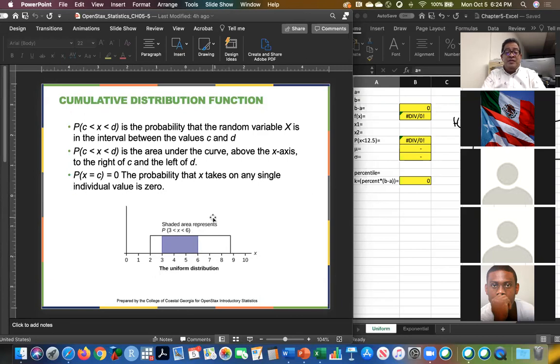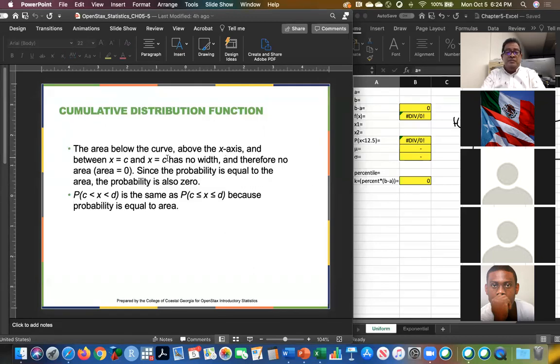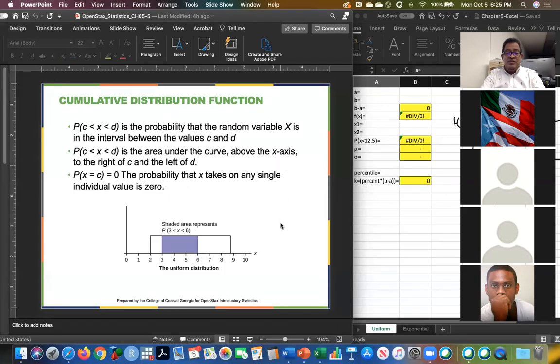For the probability of a single point, let's say I want to know the probability of X equal to 7, it doesn't make any sense because I am measuring the area. I can measure the area from 7 down or 7 up, but 7 itself is not going to be possible. So the probability of a single value is going to be equal to 0. The probability that X takes a single individual value is 0. Also, the area below the curve, above the x-axis, and between X equal to C and X equal to C has no width, and therefore the area is 0. So it's a repetition of this case.